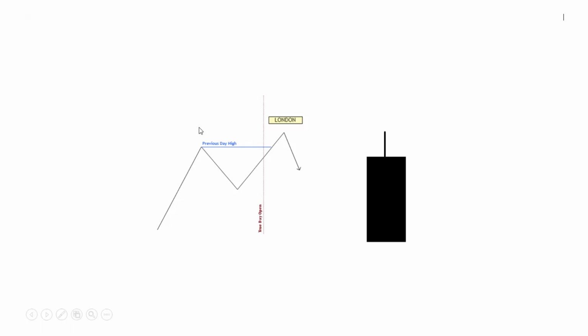So this is pretty much our profile, right? This is pretty much our structure and price. In simple terms, we just look to see price violate the previous day high, if that makes any sense. And this should be happening between one of the two. It's either happening during the New York kill zone or the London kill zone, right?